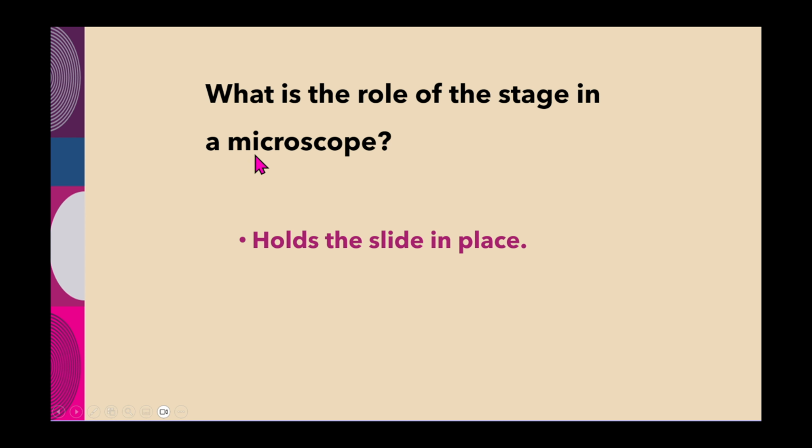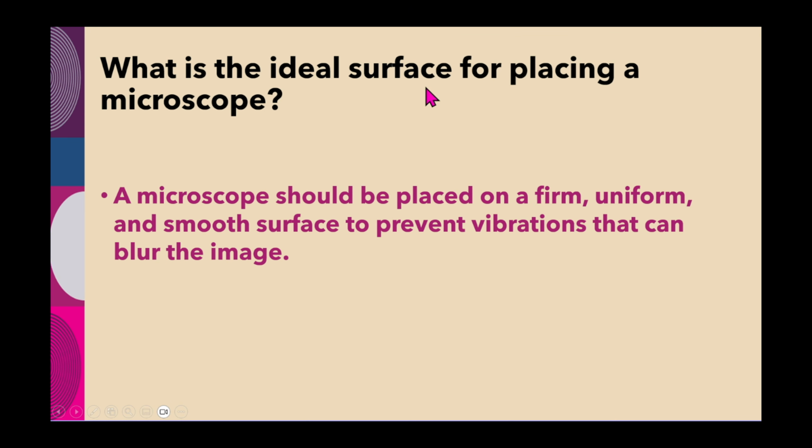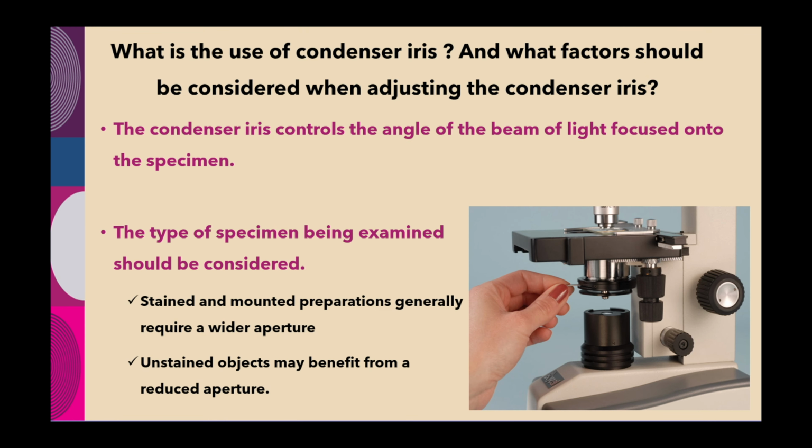What is the role of the stage in a microscope? It holds the slide in place. What is the ideal surface for placing a microscope? A microscope should be placed on a firm, uniform, and smooth surface to prevent vibrations that can blur the image.